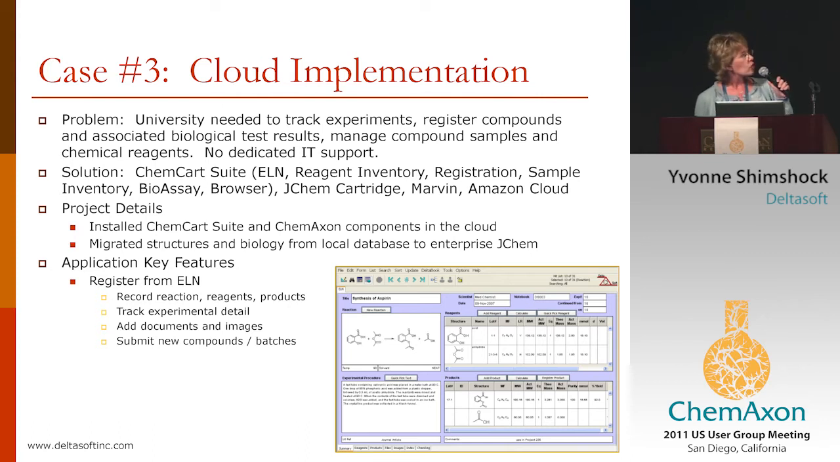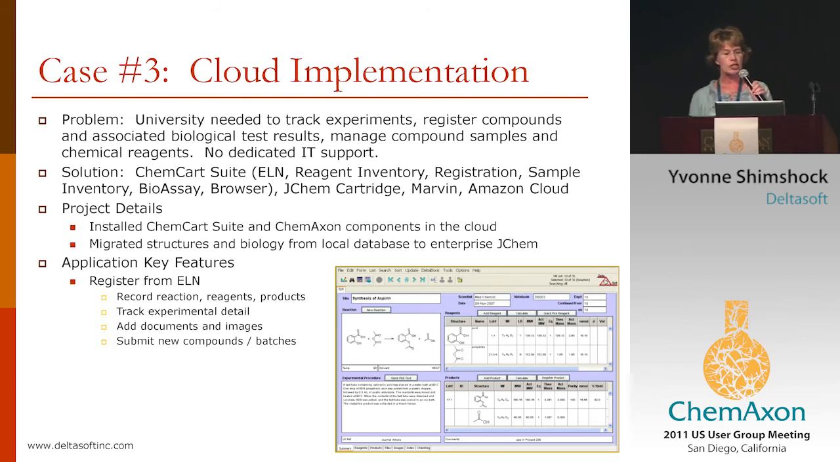DeltaSoft and ChemAxon also worked with a customer who really didn't have any dedicated IT support. At the university, they needed to do all of the things that other companies need to do in tracking experiments, registering compounds, and so forth. So we implemented the ChemCart suite of products, the JChem cartridge, and Marvin, and we put that out on the Amazon cloud for them.